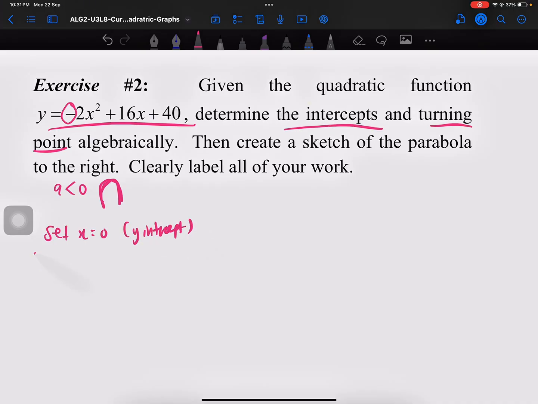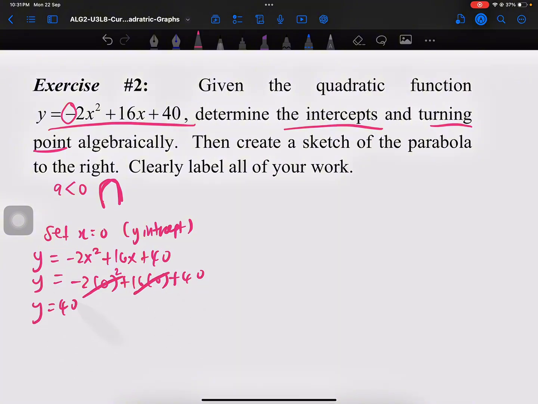So y is equal to -2x squared plus 16x plus 40. Now when x is 0, this will be 0 and 0. Now your y will be 40. So the first point is x 0, y 40. So 0 and 40.